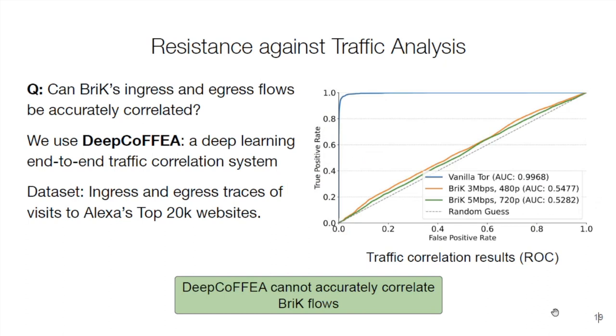The second experiment that we did was to answer our main question: can we actually correlate traffic? Can we correlate what goes into the network with what goes out? To do this, we used DeepCoFFEA. DeepCoFFEA is a deep learning end-to-end traffic correlation system. We repeated the same experiments that the original authors did for vanilla Tor. We did it under 2 different bridge configurations, with the same frame but different frequency of transmission. We built a data set of ingress and egress traffic, covering the Alexa top 20K websites. And as you can see there, DeepCoFFEA cannot really correlate bridge traffic. For both configurations, the values are really close to a random guess.